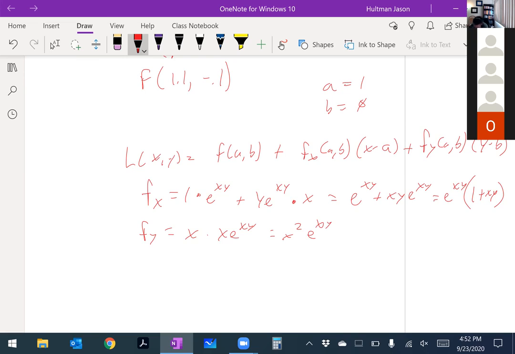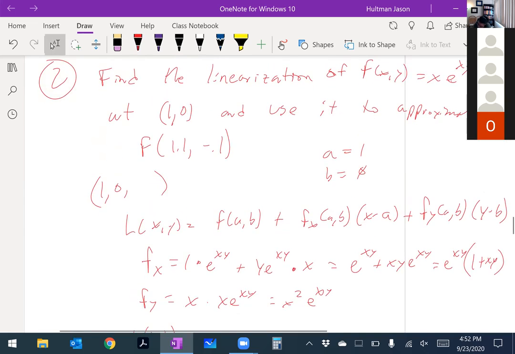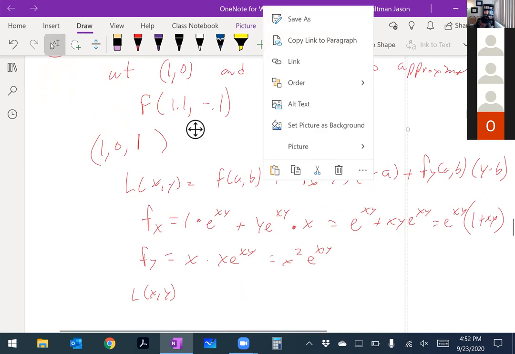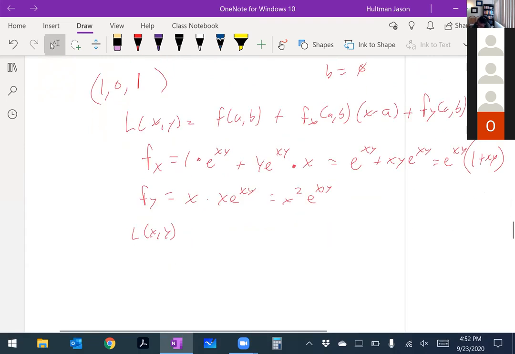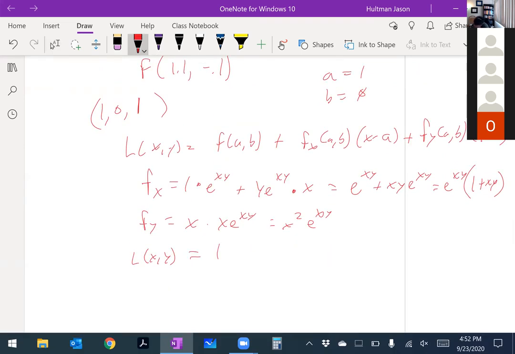Okay, so what is L of x, y then? L of x, y is the equation of the tangent plane at 1, 0. And what's f of a, b? Well, what's the original function? If I plug in 1 times e to the 0, that's just 1, so this would be 1, for f of a, b.